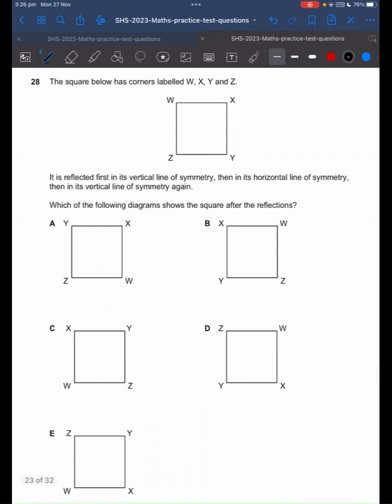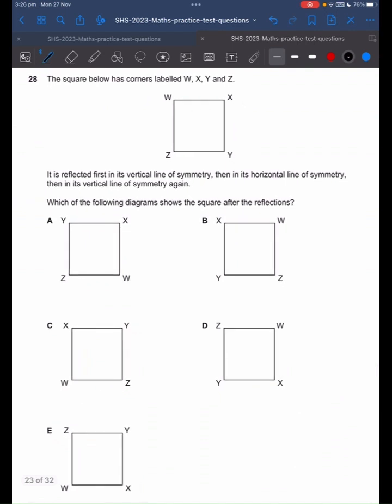Now the square below has corners labelled W, X, Y, and Z. We first reflect it in its vertical line of symmetry, then its horizontal line of symmetry, then its vertical line of symmetry again. For this question, I recommend drawing things out. So let's say we flip it along this vertical line of symmetry. When we flip that, we should get something like this.